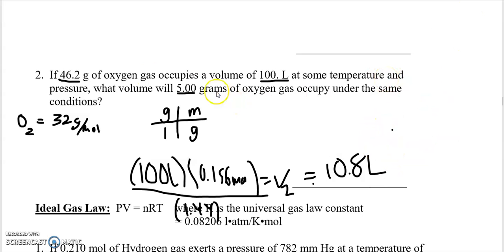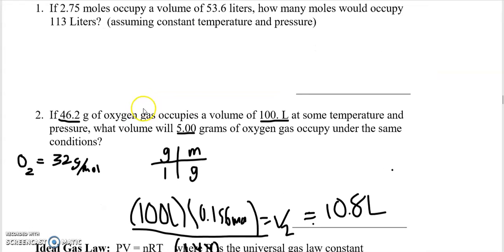And it should make sense because, as we see with this linear relationship, if we go down in amount of moles, we should go down in volume. And we see that. We went from 46.2 grams to 5 grams. As a result, I went from 100 liters to 10.8 liters. So that's how you do Avogadro's law.